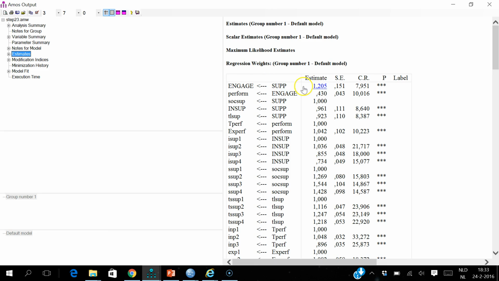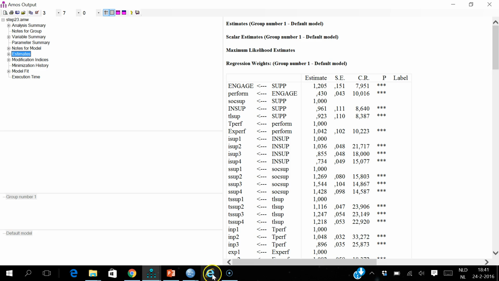So here you see that social support, this is the unstandardized and standardized error, and the t-value, has a significant effect on engagement, and engagement has a significant effect on performance. And with these two t-values, you can already conduct a Sobel test, which is a test you can use to find out whether or not there is indeed an indirect effect going from social support to performance via work engagement.